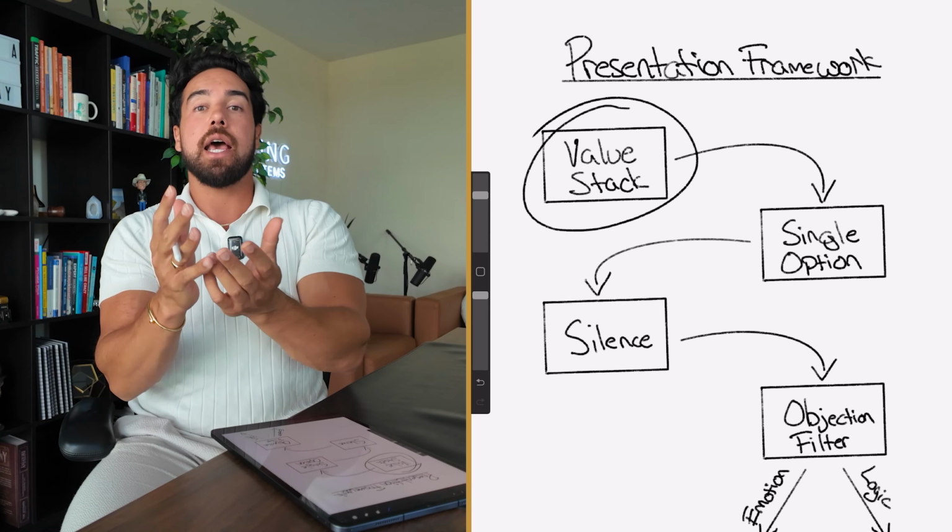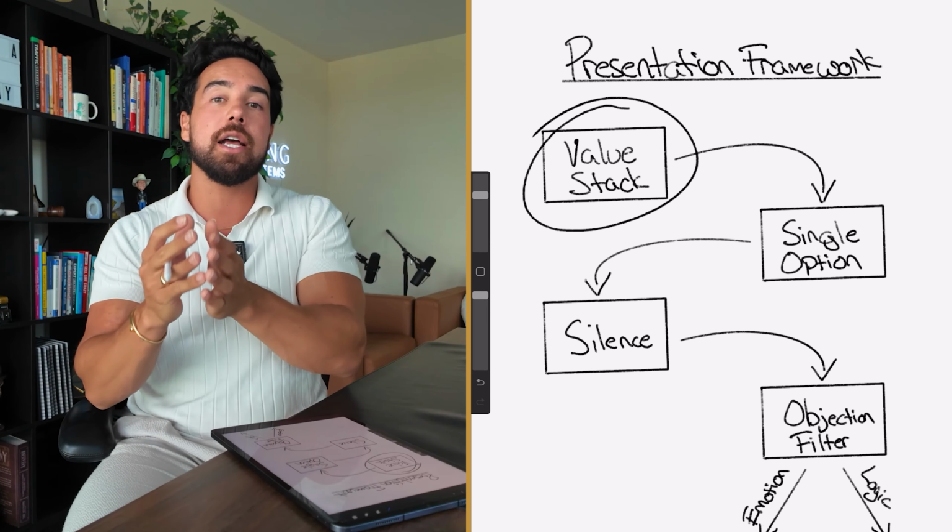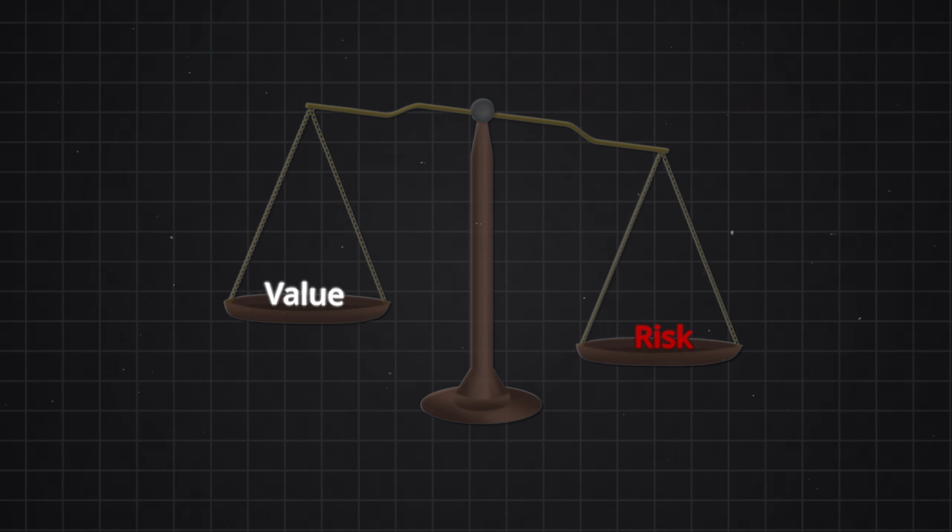So in your value stack, you might see your offer as worth $50,000, but in their mind, they might only see it worth $5,000. So then when you say the price is $5,000, they're thinking there's way more risk than value here. But if they really felt like they were getting $50,000 in value for only $5,000, then obviously that balance scale tips way more on the side of value.